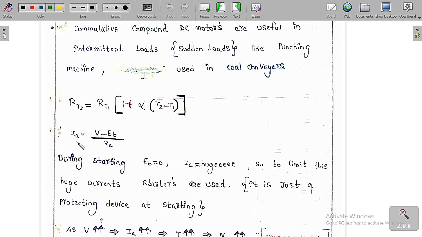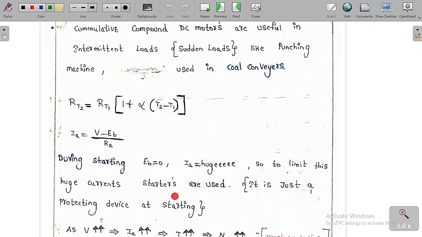And always the armature current is equal to supply voltage minus back EMF divided by Ra for a DC motor. For a DC motor, Ia is equal to V minus Eb by Ra. During starting, as I have already told you, the speed is 0 because it is not rotating at all. So Eb is equal to 0. Therefore, the current is V by Ra, and Ra is very small, so the current drawn is very huge. So Ia is a very huge value.